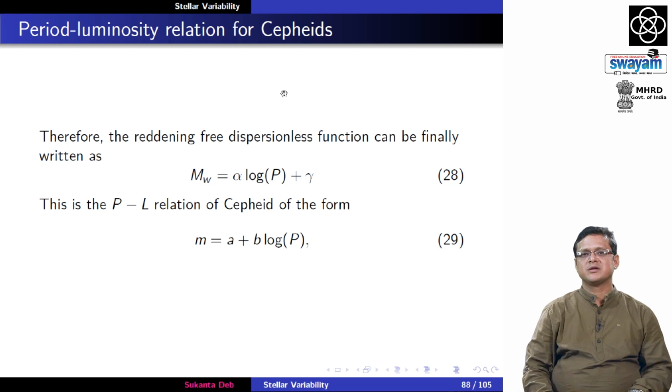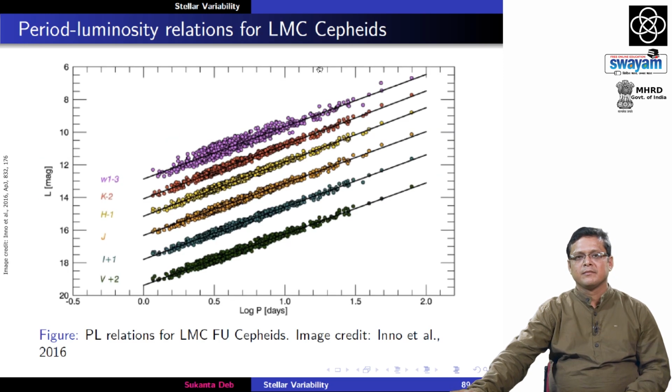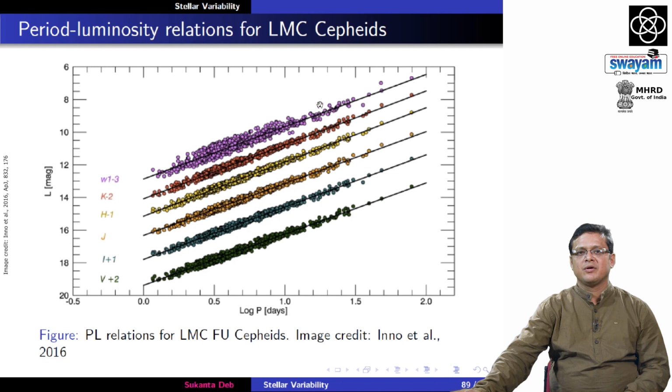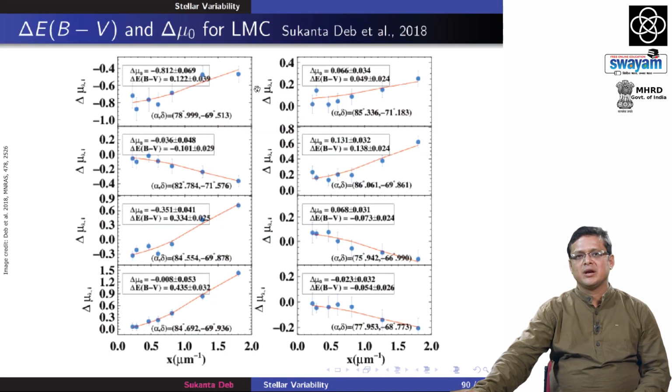Therefore, the reddening free dispersionless function can finally be written as m W is equal to alpha log P plus gamma. This is the PL relation of Cepheids of the form m is equal to A plus B log P. Those are PL relations for LMC fundamental mode Cepheids, and the images are taken from Inno 2016. Similarly, using multi-wavelength photometric data of classical Cepheids, we can find out the reddening and the true distance modulus.